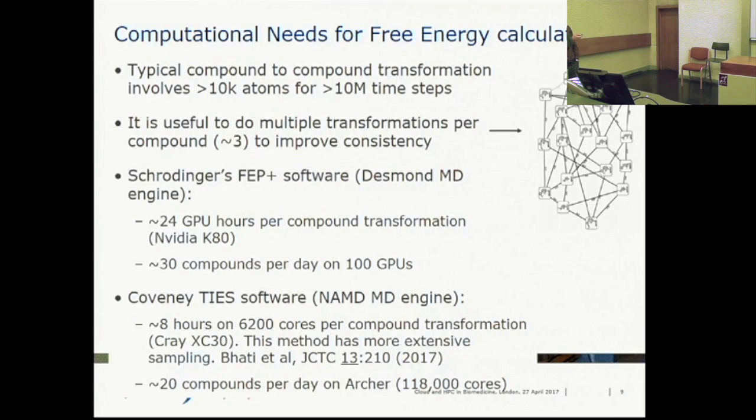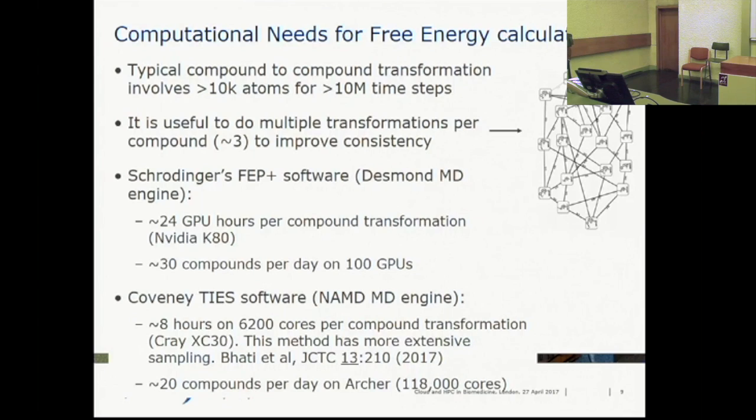So if we use Schrodinger's FEP software, FEP Plus software, it takes about 24 GPU hours for one compound transformation. Which means that on the GPUs that we have right now at Janssen, we can do about 30 compounds per day. That's a ballpark number.